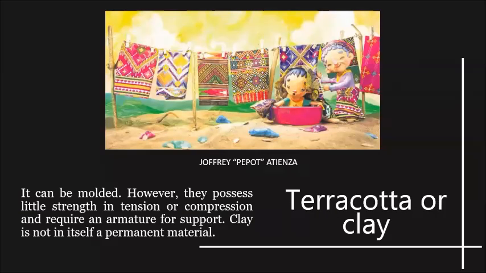Next, we have the terracotta or the clay. Terracotta is a brownish red clay that had been baked and it is used for making things such as flower pots, small statues, and even as tiles.